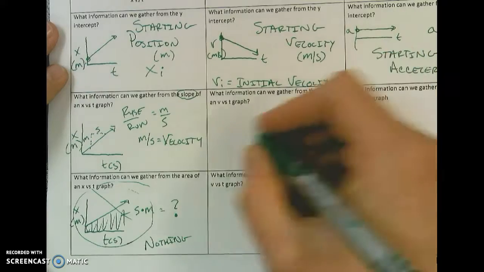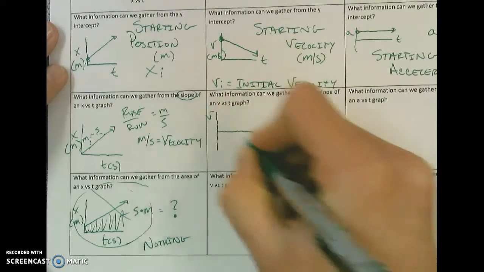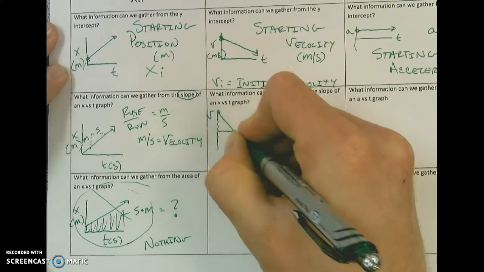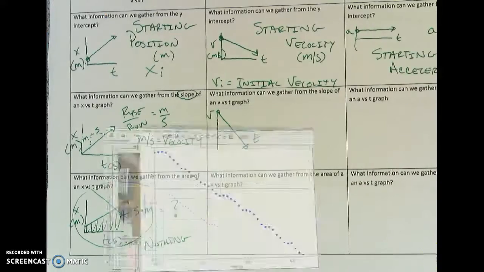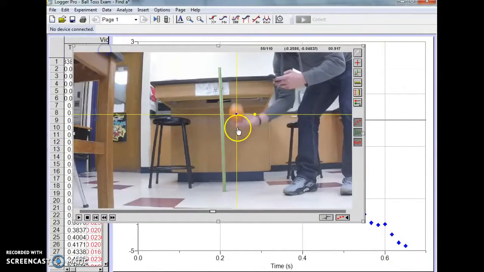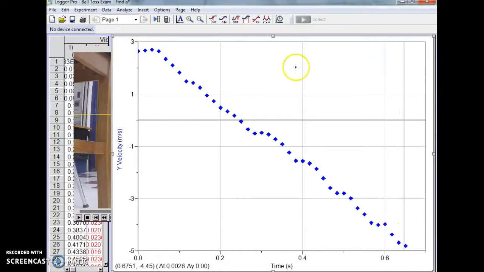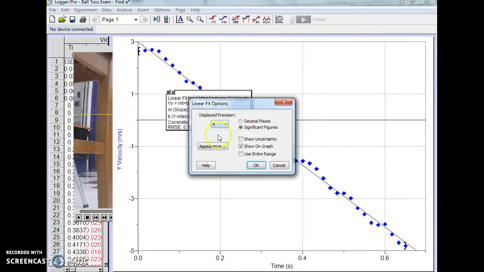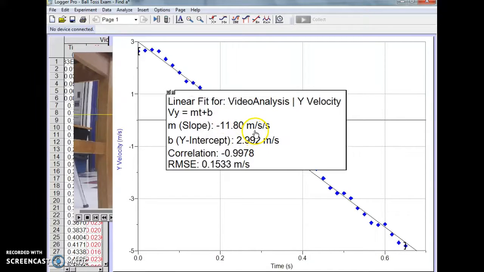Okay, but back to this. So the slope of a velocity versus time graph. So if I have a velocity graph, let's say that looks like this, okay, which, by the way, I have one up right here. So this is an example video of me throwing a ball up. Okay, and the motion tracking happened. We created a graph. Here's my velocity graph. So the slope of this graph, let me get it for you, is labeled in meters per second per second.